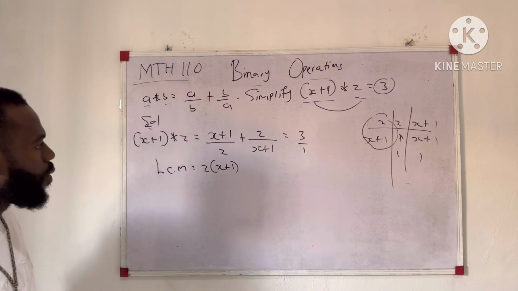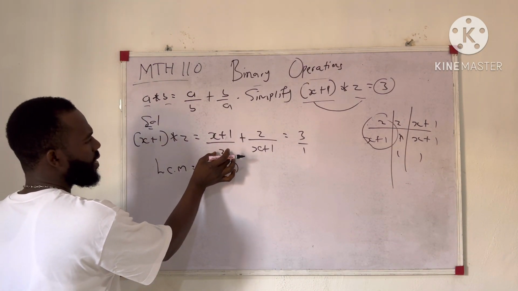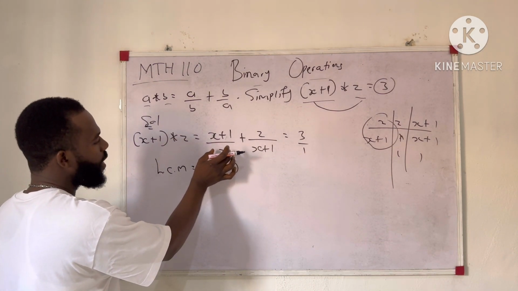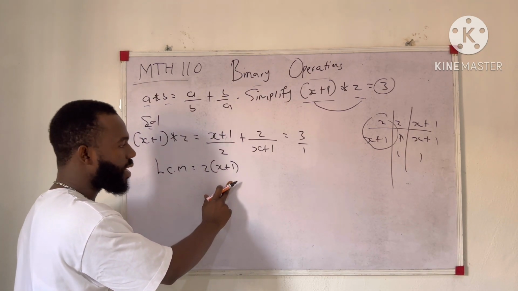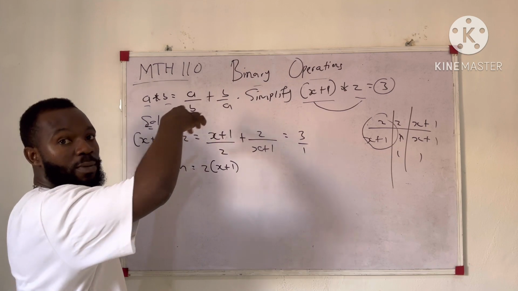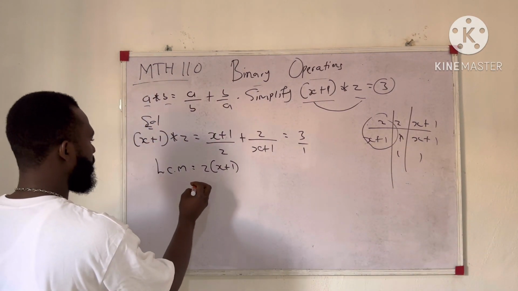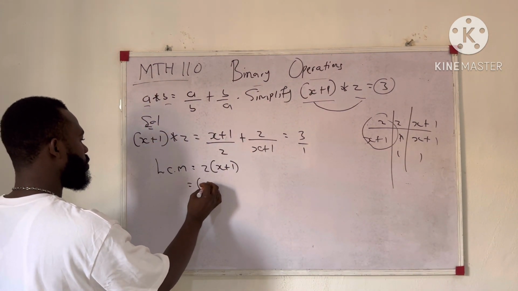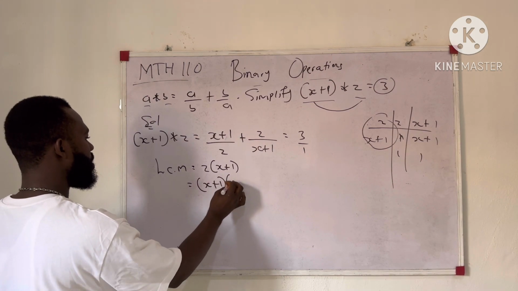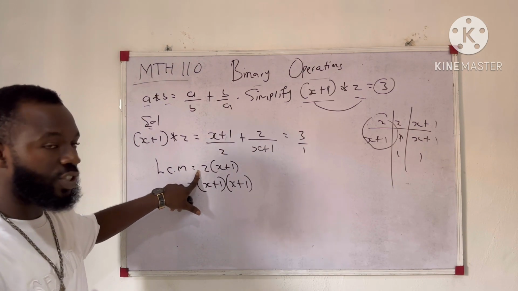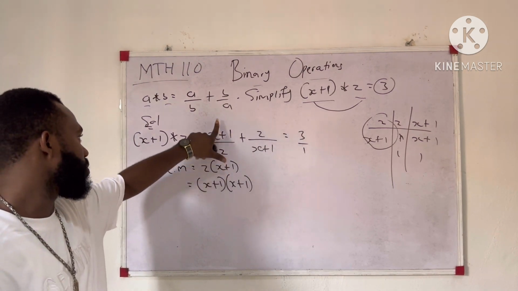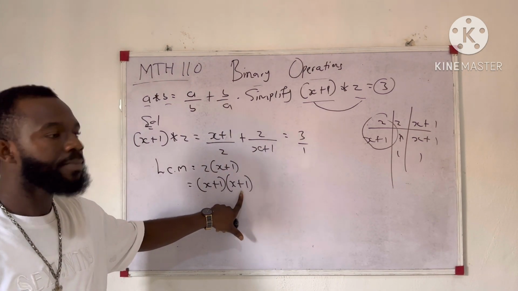Now let's proceed. What do we do now? The denominator here is 2. If 2 should cancel out 2, what am I going to get left? I'm going to get x plus 1 left. So x plus 1 now will multiply the numerator, which is x plus 1. So here becomes x plus 1 times another x plus 1. How did I do this? Come again. When 2 divides 2, we have x plus 1 left. x plus 1 multiplies x plus 1. What did I do here?